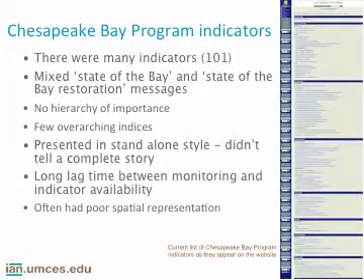Now, all that data, those 10 million data points a year, go into a mixed bag. Back in 2003, this was the list of 101 indicators that were being tracked in the Bay program. The problem was they were just thrown in together as a big mixed bag, no hierarchy of importance or overarching indices, and some of them were mixing messages.